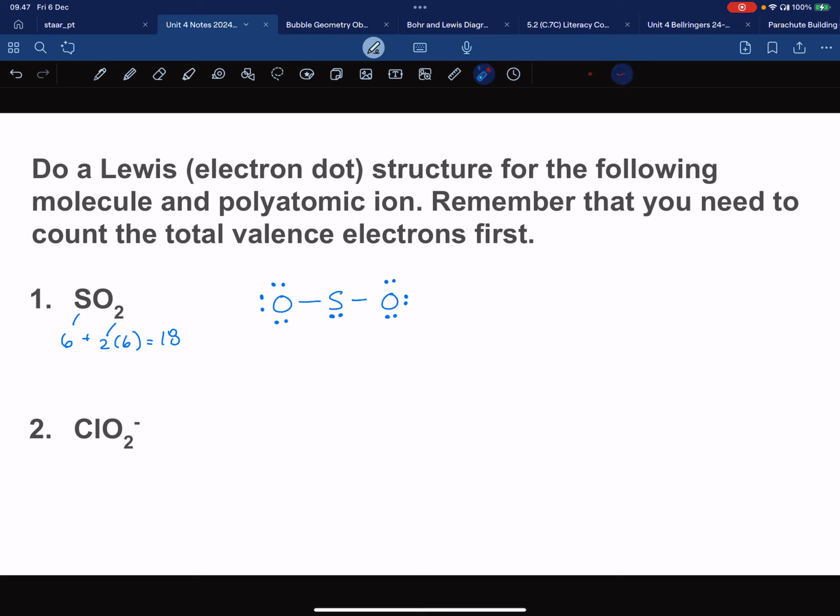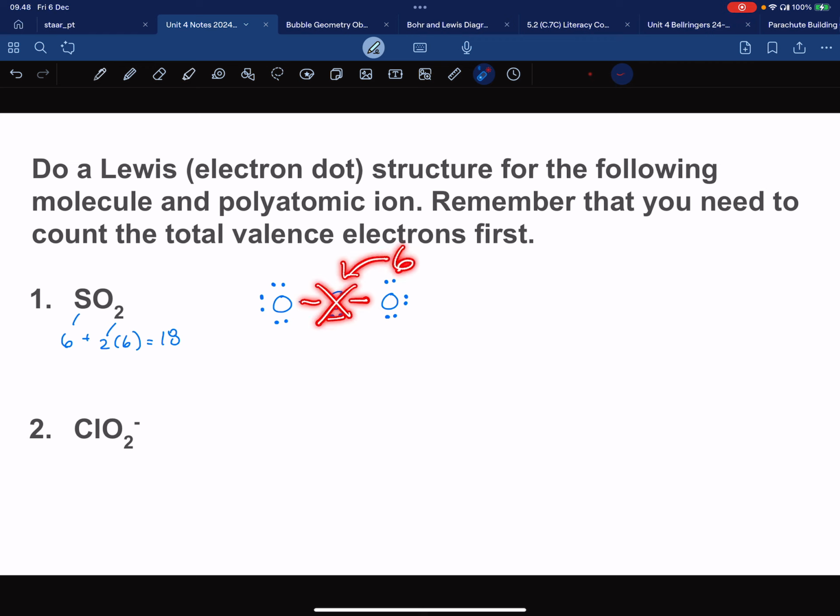Now, check the octet rule. So, this oxygen has got 2, 4, 6, 8. So, fine. On the other end, 2, 4, 6, 8. Also fine. In the middle, 2, 4, 6.